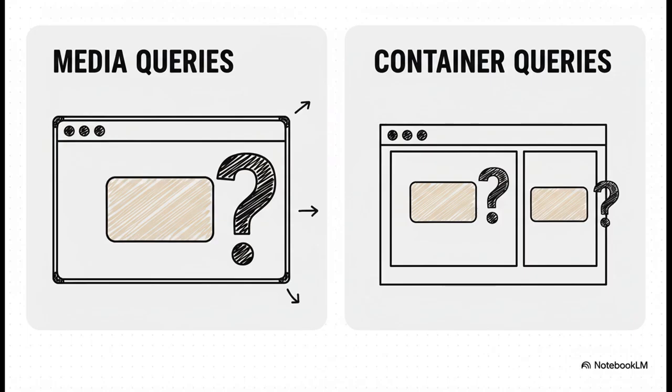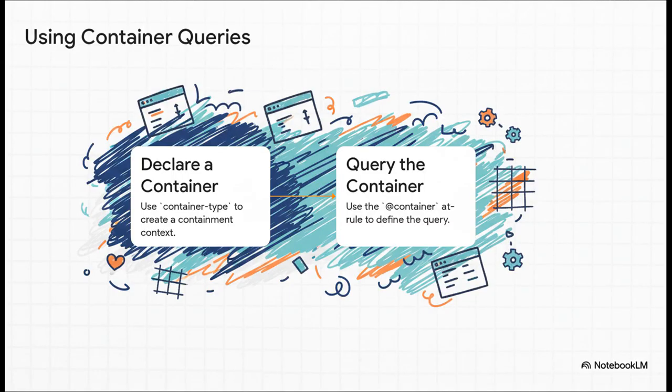A media query asks, is the whole room wide? But a container query lets a component ask, is my personal space wide? This is an absolute game changer for building truly reusable, modular components that can adapt no matter where you drop them. And it's a really simple two-step process.